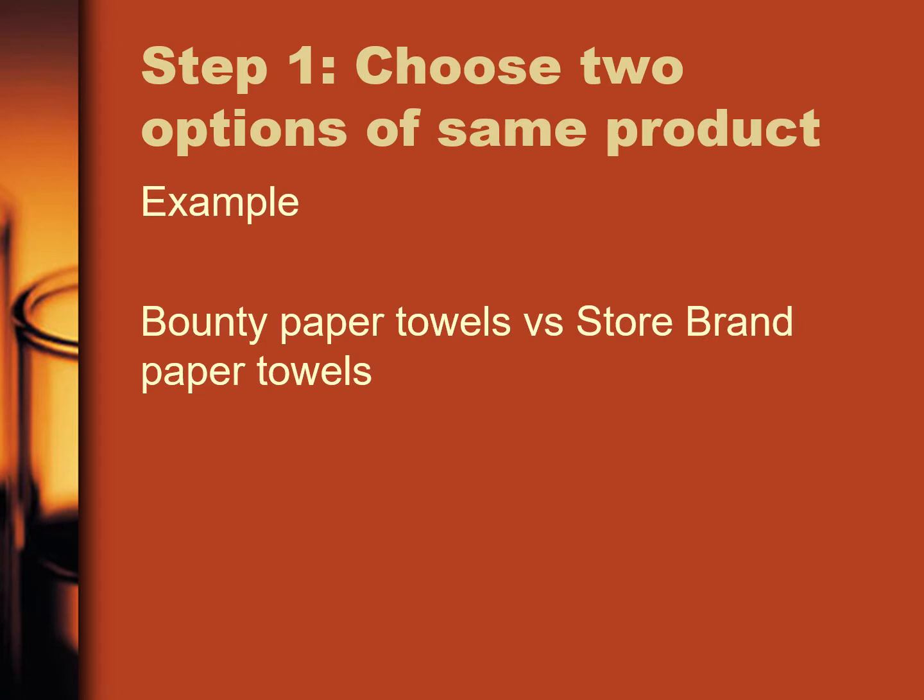So the first thing you'll do is choose two options of the same product. For example, you could choose paper towels, and you recommend the best of these two, Bounty paper towels versus store brand paper towels. Pick something that's within your budget, hopefully something that you already have access to, something that's not going to cost a lot of money. So it doesn't matter what it is as long as you have two options of the same type of product. Okay?